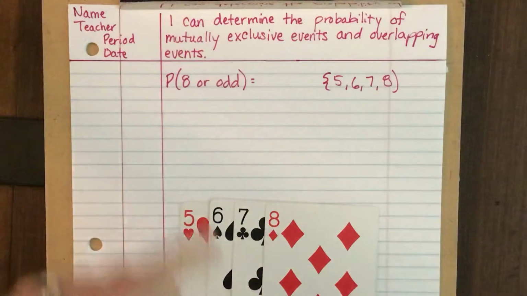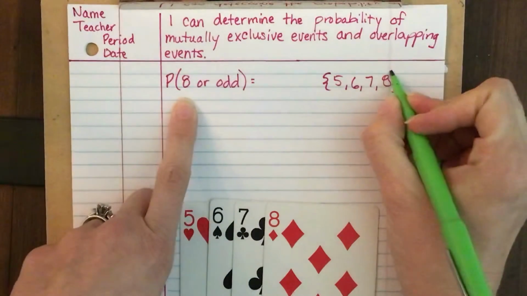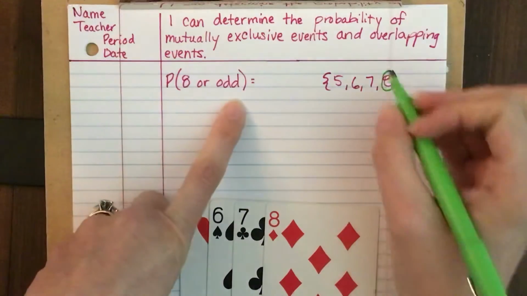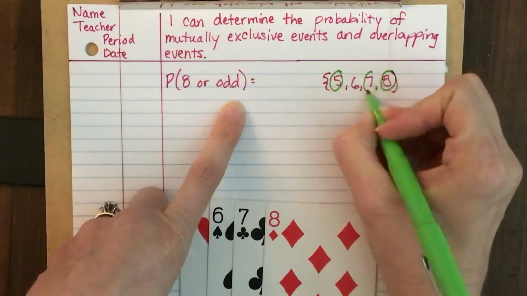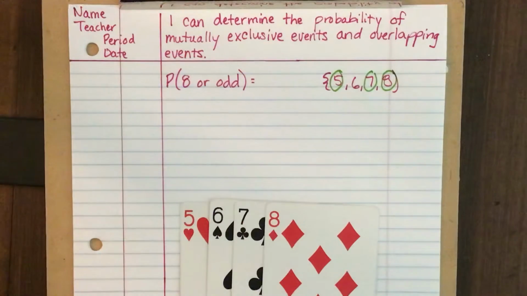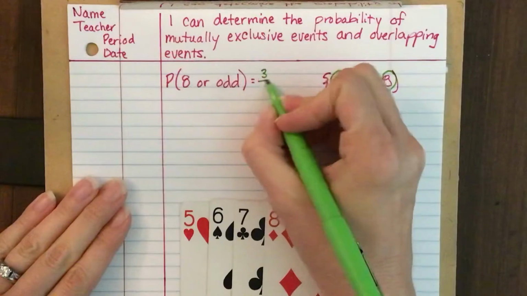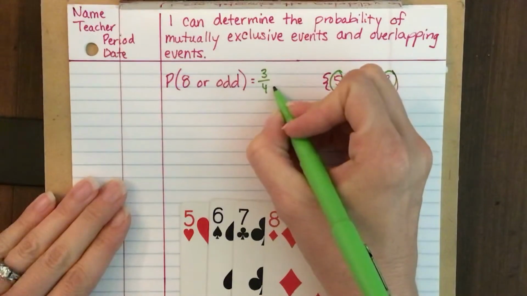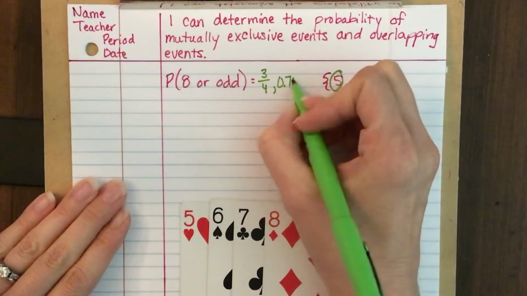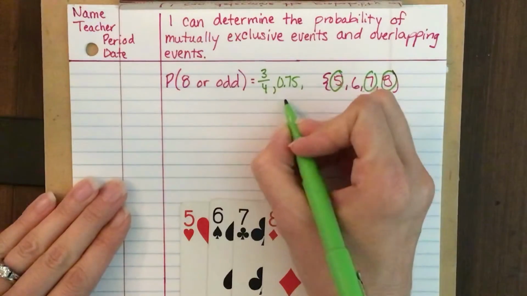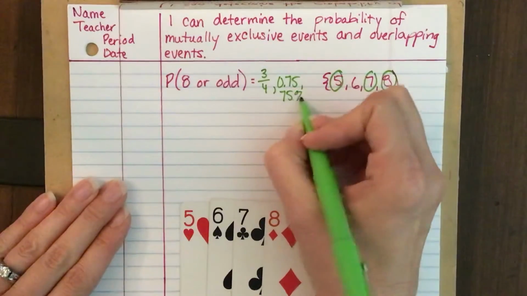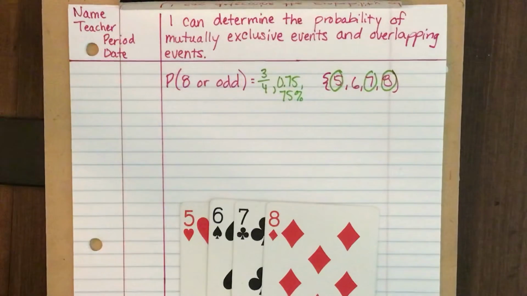Now, the probability of it being 8, so I'm going to circle 8, or odd. Well, there are 2 numbers that are odd. So I have circled 3 out of 4 of those numbers. So the probability as a fraction would be 3/4. As a decimal, 0.75. As a percent, 75%. Okay? So this is an example of a mutually exclusive event. Let's look at another one.